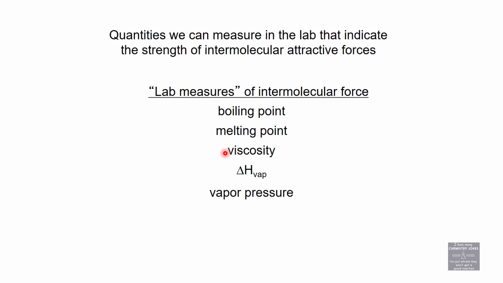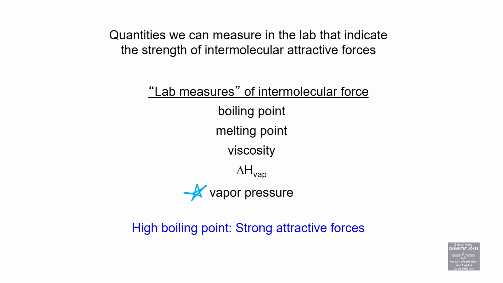Maple syrup has a very high viscosity. It's a very thick resistance. Viscosity is actually resistance to flow. Maple syrup is very resistant to flow. When something has strong intermolecular forces, strong attractive forces, it's going to have high values for these properties, except one. There is one outlier. Vapor pressure. If something has high boiling point, you can say it has strong attractive forces.